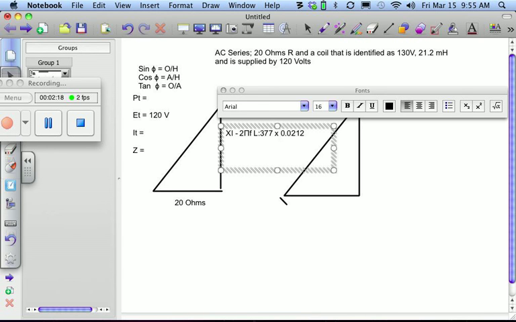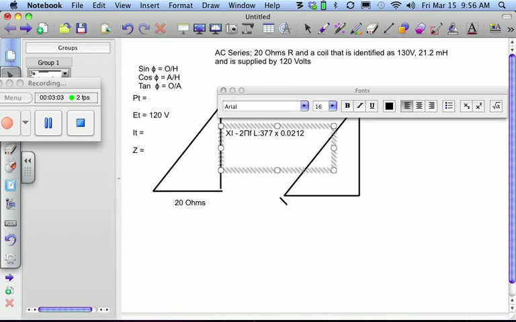Where did I get 377? Where were you on the two lectures where we talked about it? We talked about this two different times. 2 pi FL. Here in the United States, 2 is a number, pi is 3.14, and F, the frequency, is 60 cycles per second. So 2 times pi times 60 is what? 376.99. That's close enough to 377.